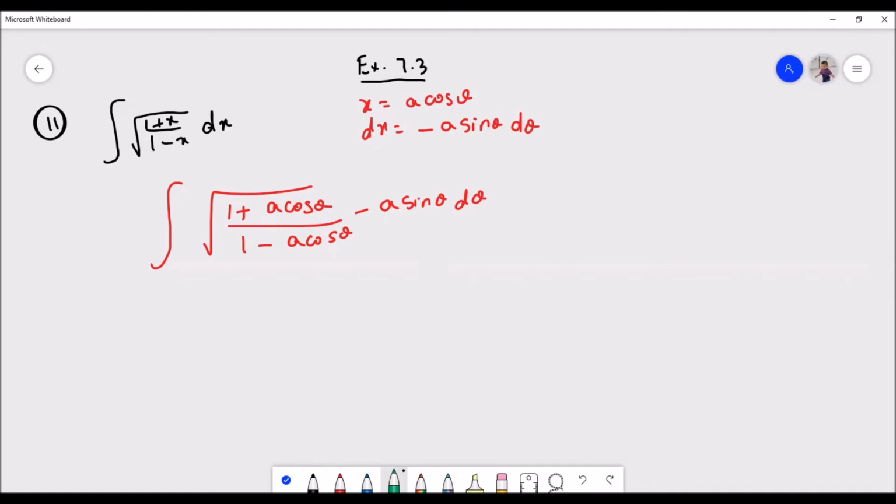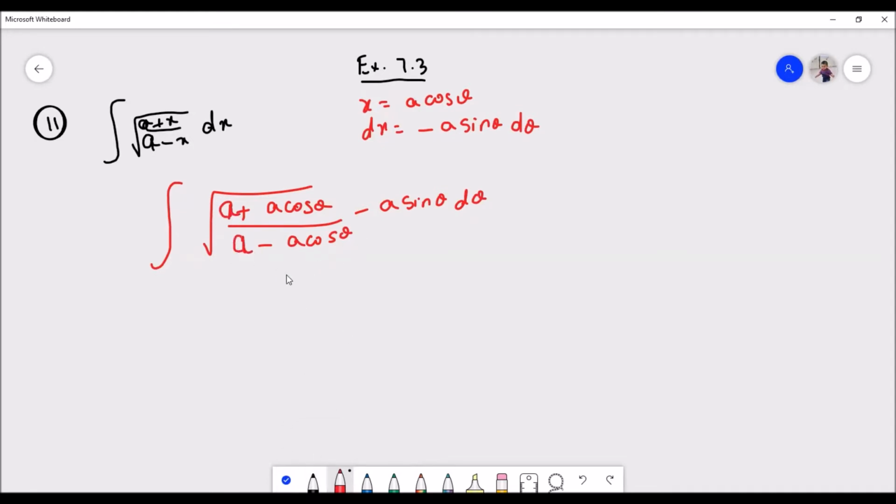I think the question is a little bit wrong. I copied the question wrongly; the question is a plus x by a minus x, sorry. Okay, fine, let us go with that. Then only can we substitute x is equal to a cos theta. If it were simply 1 plus x by 1 minus x, we would substitute x is equal to cos theta. So now this will change as a plus a cos theta over a minus a cos theta.